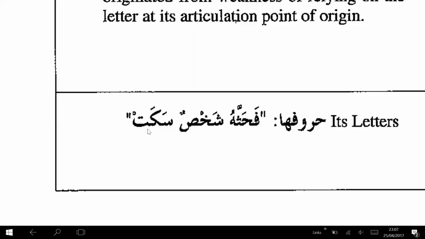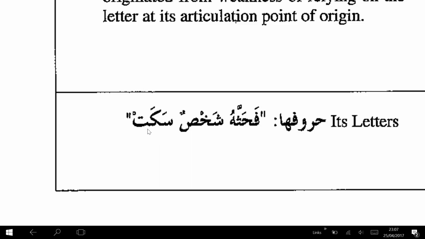Like قُلْ أَعُوذُ بِرَبِّ النَّاسِ. If I just say nas like that, it's not proper. I have to say nas. The air has to come out. So فَحَثَّهُ شَخْصٌ سَكَتْ. Let's try some other letter which is not here, like ba. Ab. When I'm putting my hand, I cannot feel any air. And Jim, edge. Can't feel air.